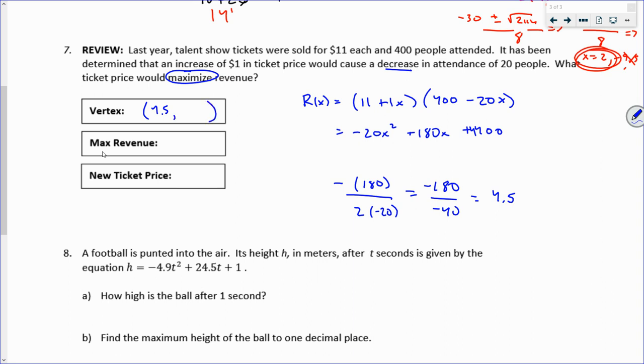Take that 4.5, plug it back into my original equation. If I plug it in for that x and that x, what I got back was 4805. So the point of my other two boxes is that you need to recognize that the y coordinate of the vertex is the max height, which means the max revenue. Now this 4.5 is an x. If we want the new ticket price, we have to put 4.5 in there. And when we do, we get 1550.